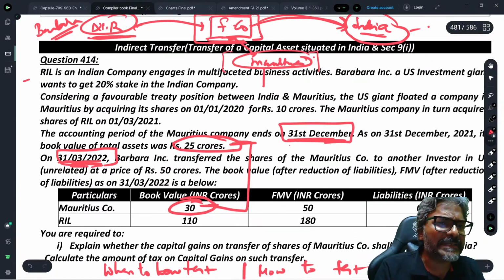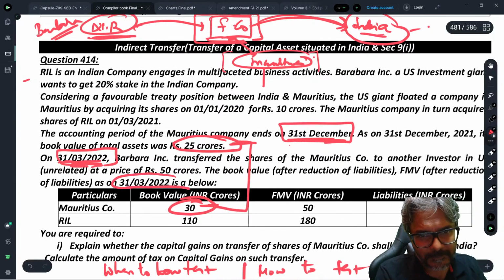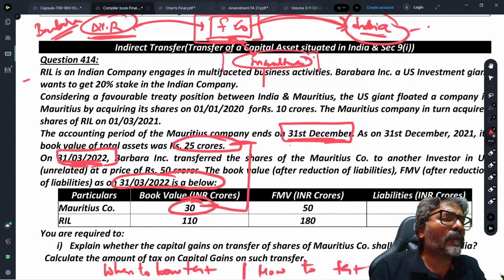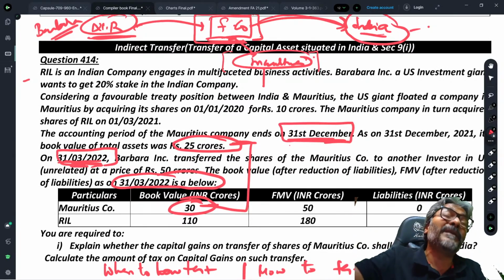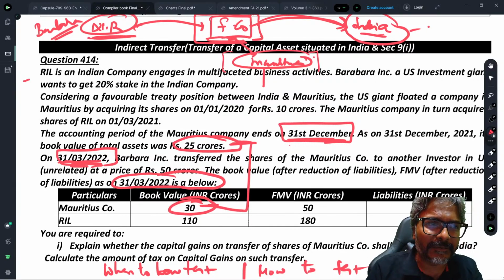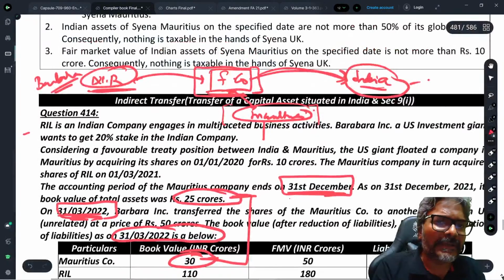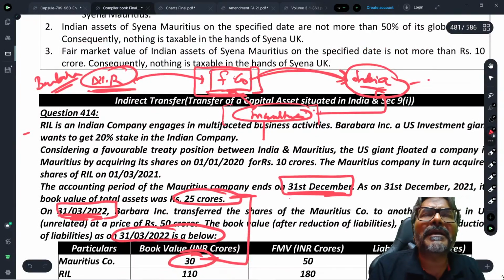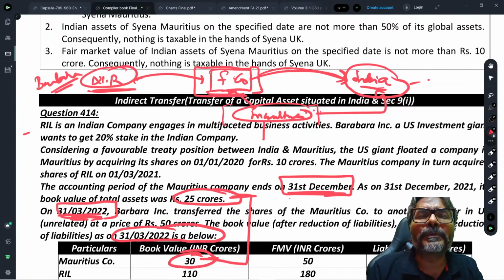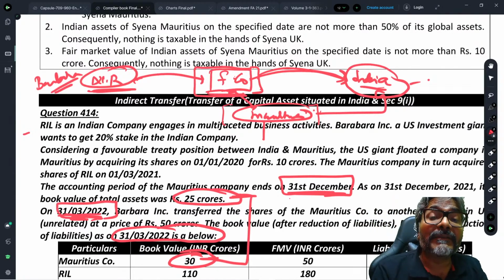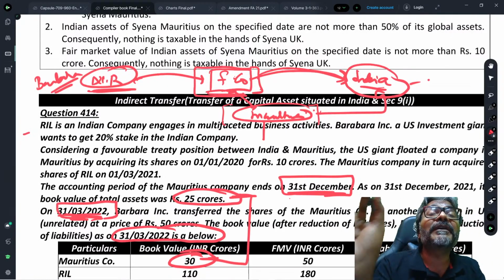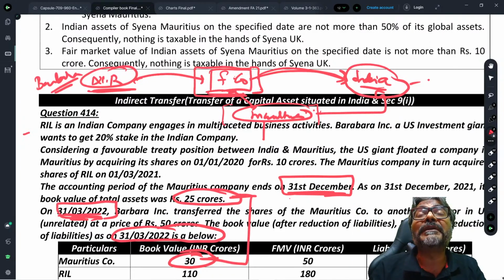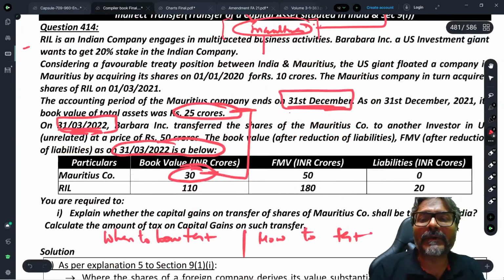So once the relevant date is fixed, on 31st of March 2022, now we have to see the substantial condition. Now what is the substantial condition? The fair market value of the investment in the Indian asset should be more than rupees 10 crores. The FMV of the Indian investment should be more than rupees 10 crores. So who has made the investment? This foreign company, the Mauritius company. That is point number one. And the second point is that the fair market value of the Indian investment should be at least 50% of the total fair market value of all the assets of the foreign company, which is the Mauritius company. The total fair market value of all the assets.